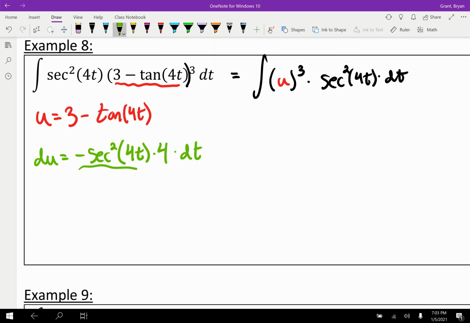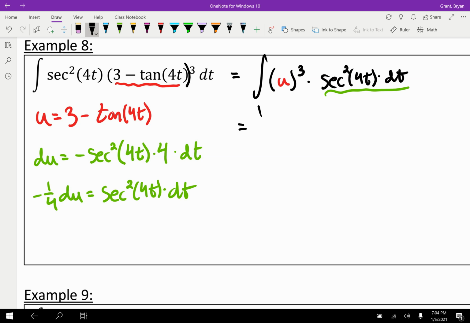Is that what I have here? Do I have secant squared of 4t times dt? Well, kind of, but I see some extras. I see an extra negative and an extra 4 that certainly isn't up here. So let's get rid of those. Negative 4, to get rid, we can divide by negative 1/4, or rather multiply by negative 1/4. And that's going to leave us with positive secant squared of 4t times dt. Now we can do our last substitutions. We have u cubed. This guy all gets replaced with negative 1/4 du.